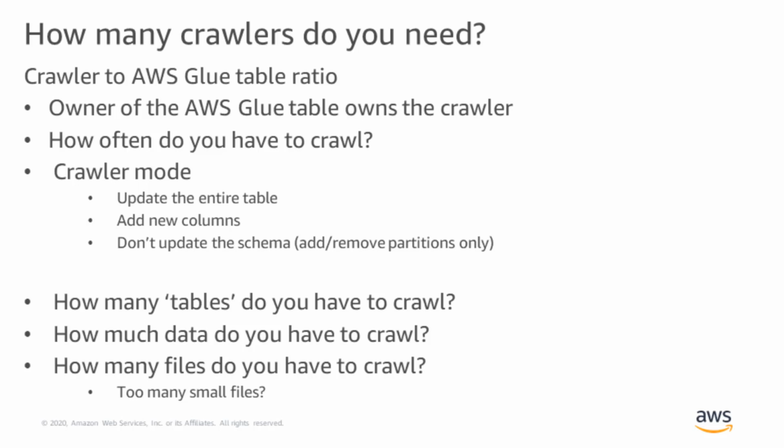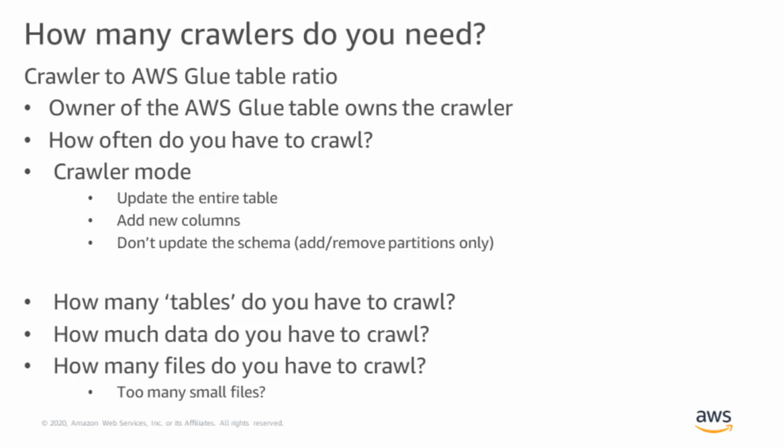So don't take this as a golden rule. This is just a rule of thumb, okay? Use these 3 criteria with some other criteria that I'm going to give you to decide how many crawlers you think you need. Number 1, owner of the glue table owns the crawler. So if a line of business owns these 15 tables, and if they want to use crawlers, well, they're going to get a different crawler than this other team, that other line of business. So owner of the table owns the crawler.